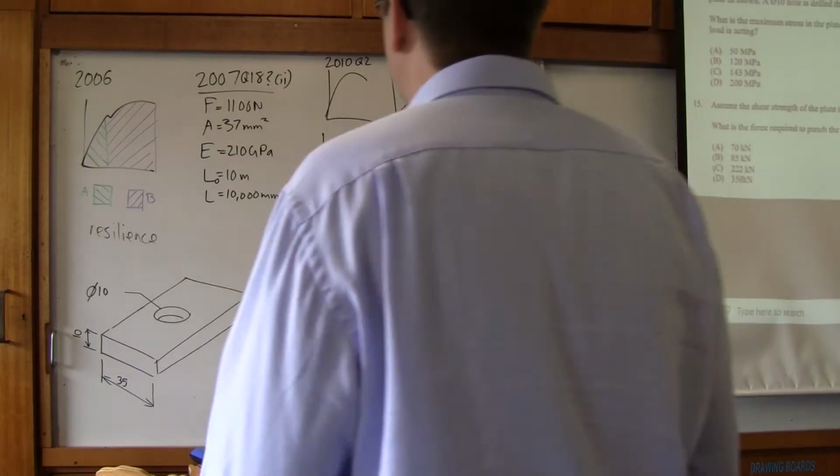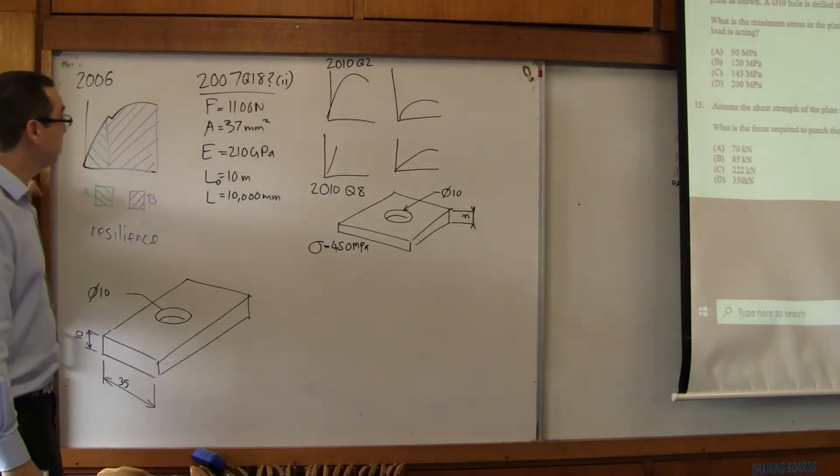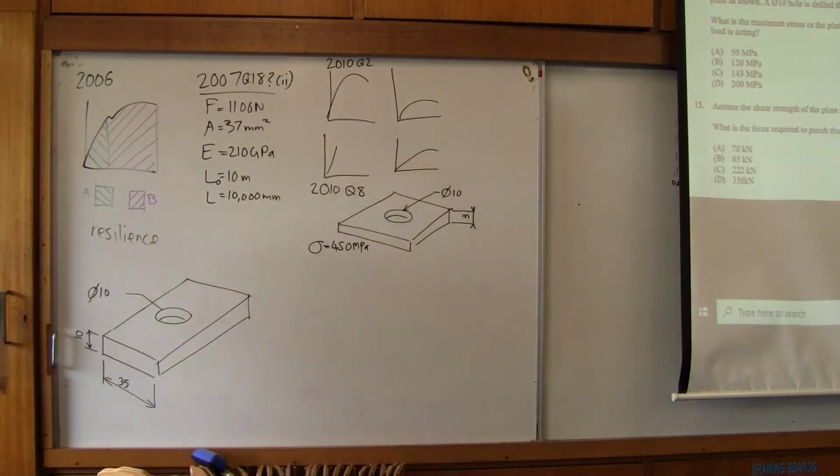In this video, I'm going to solve some more FLeA questions. So I'm going to start with the 2006 question. I don't know what number it is off the top of my head. It's multiple choice. It asks, which area represents the area for resilience? Well, the answer is A.